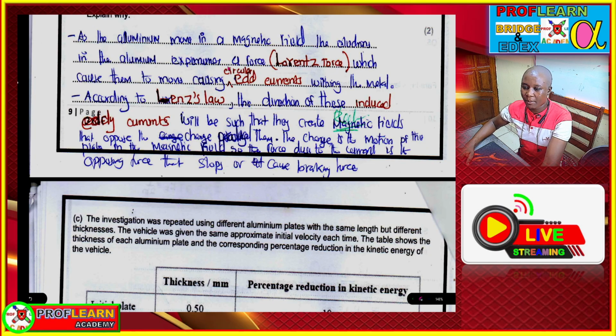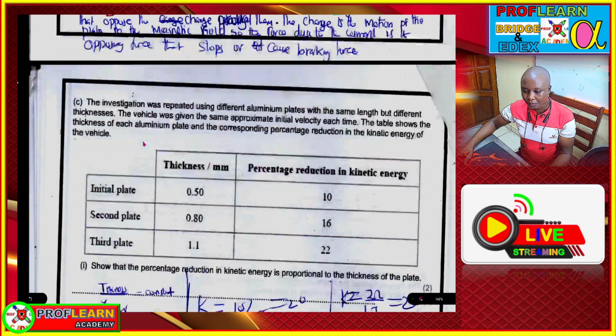Electrons in the aluminum experience a force which we call the Lorentz force, which causes them to move, causing the current within the metal. According to Lenz's law, the direction of these induced eddy currents will be such that they create a magnetic field that opposes the change that produced it. So in that way, there's going to be an opposing force in the process.